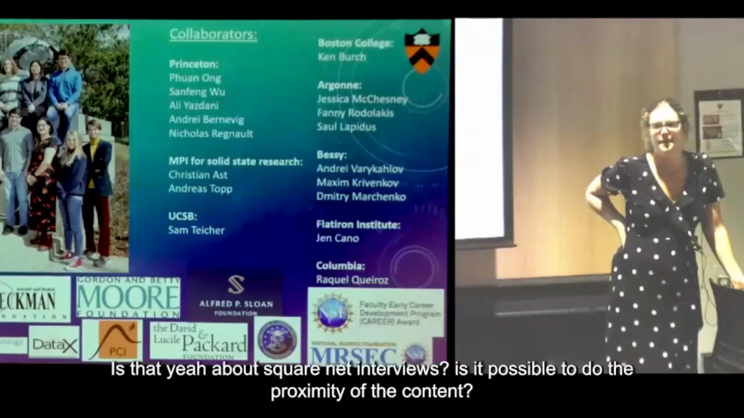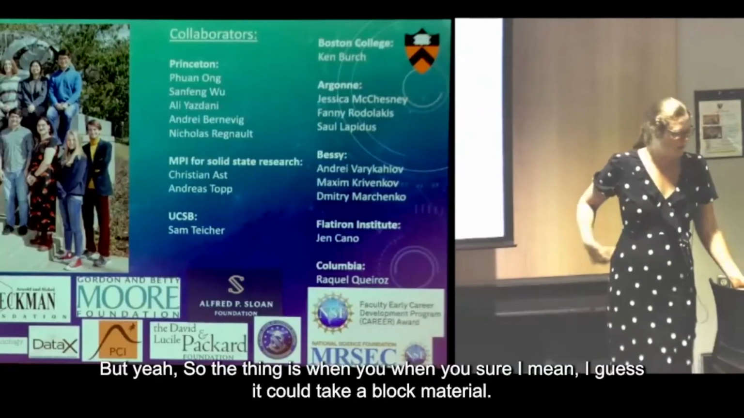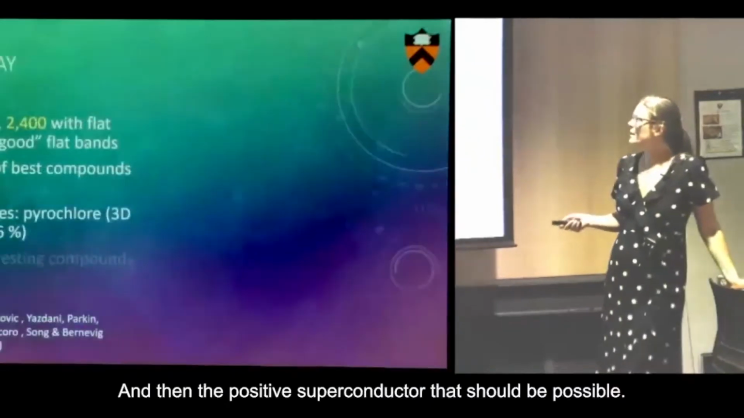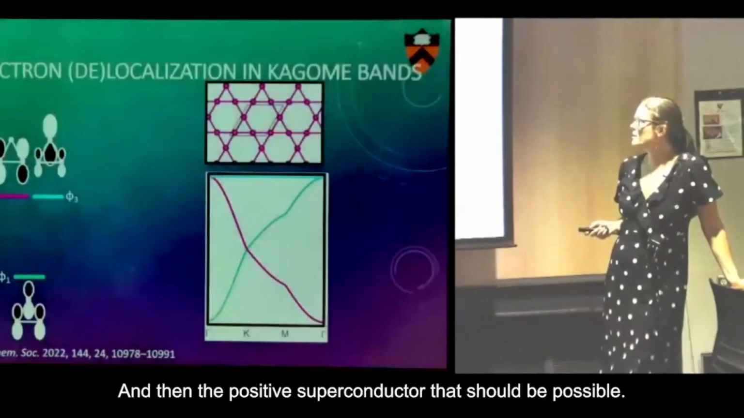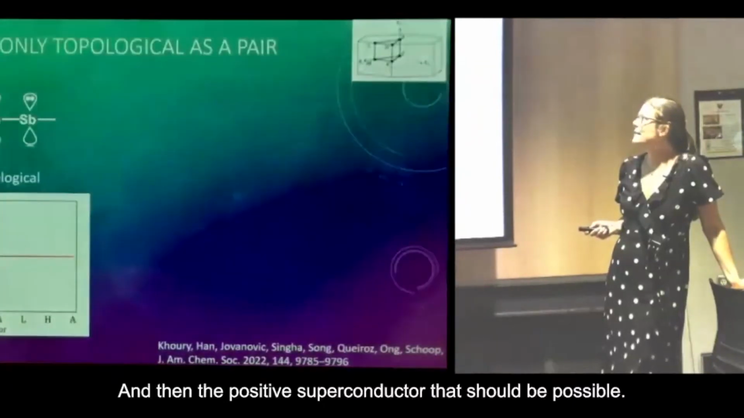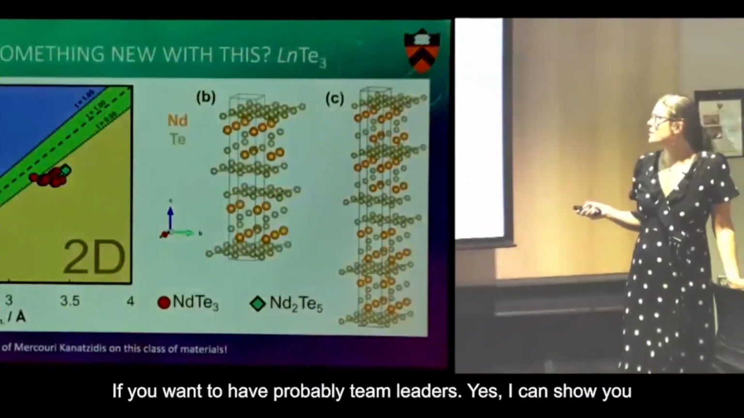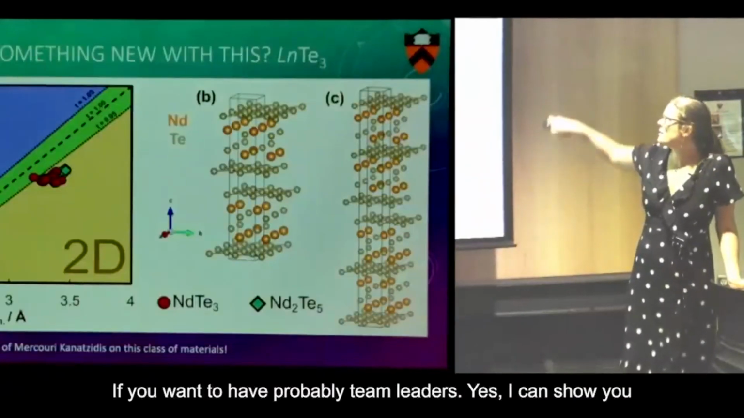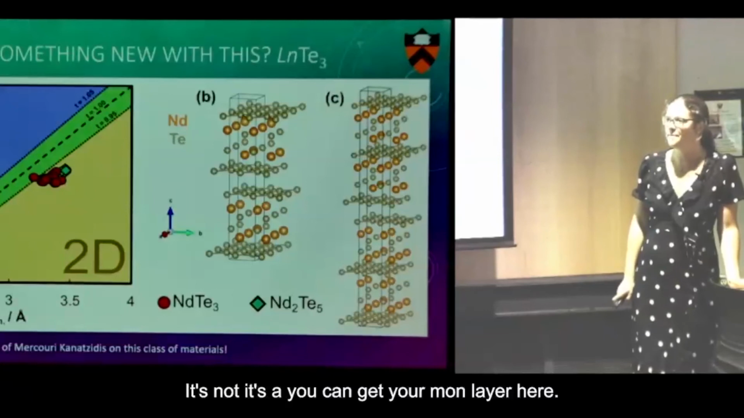About these kagome materials, is it possible to do a proximity effect on them, like proximity superconductivity or proximity magnetism? Sure, I guess you could take a bulk material and then deposit a superconductor. That should be possible. Or even some of them can be exfoliated, so you can probably have thin layers. Yes, exactly. I just want to show you. The monolayer of this structure is this unit, right? So yeah, you can get to a monolayer here.